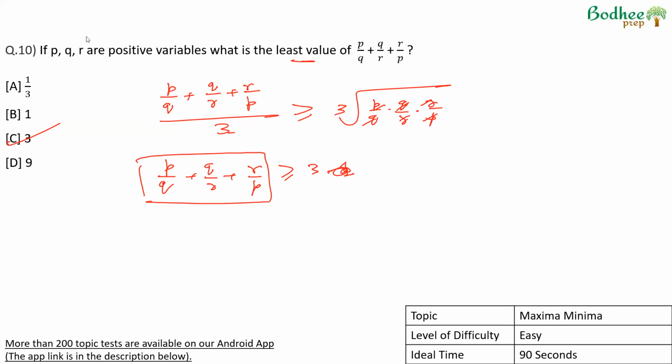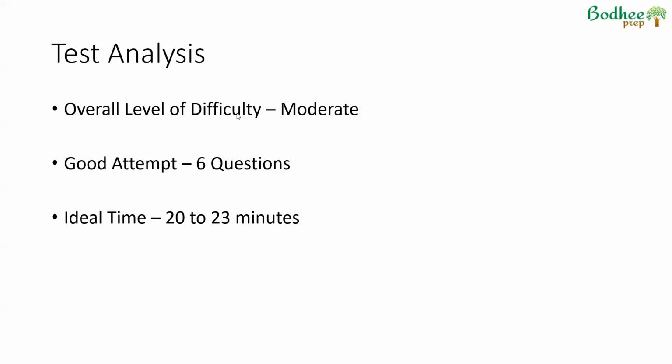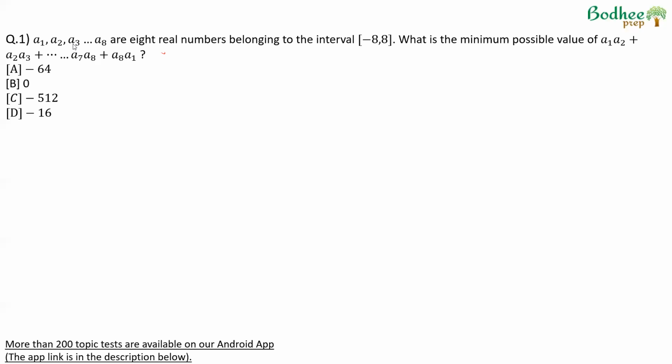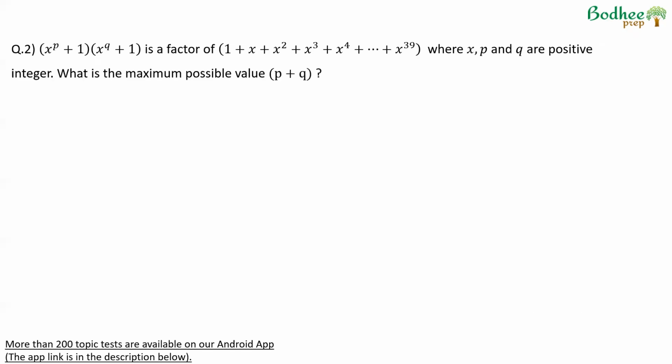So if I look at the overall test, I was looking at about 6 questions in about 20-23 minutes. For me, my 6 easy questions will be 4, 6, 7, 8, 9, 10. Which are these? I'm not counting this as a sure shot question because there might be confusion because of the negative, and also writing the expression for AM and GM was a little confusing. So not counting this as a sure shot question.